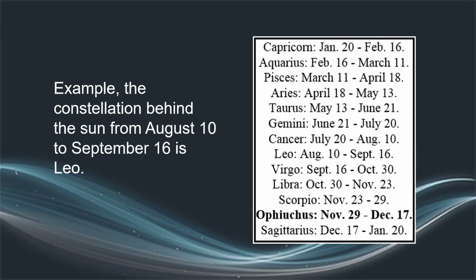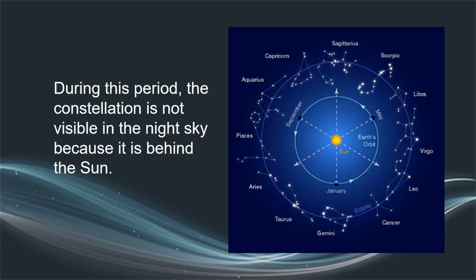Example, the constellation behind the Sun from August 10 to September 16 is the constellation Leo. During this period, the constellation Leo is not visible in the night sky because it is behind the Sun. So this is the constellation Leo. This is the Earth during that time, August 10 to September 16.